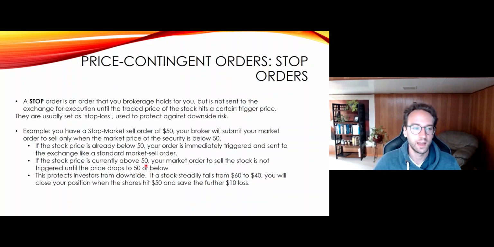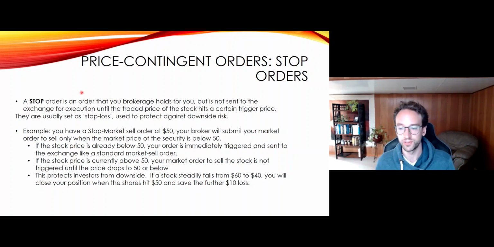There is an order called a stop order. And the way a stop order works is your broker does not give the order to the exchange until the traded price of the stock hits a certain trigger price, and that trigger price is called your stop price, which you set. Usually stops are used to limit downside risk. These are called stop loss orders.